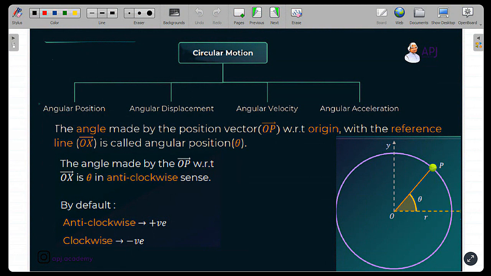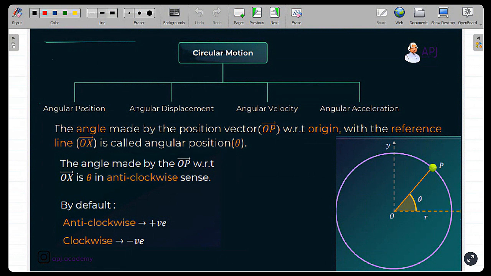So starting with the angular position, you can read the definition. There isn't much in it. The angle made by the position vector OP. You just see the figure here, on the right hand side. Just see the figure. I'm not writing anything at this point of time, just explaining to you guys.